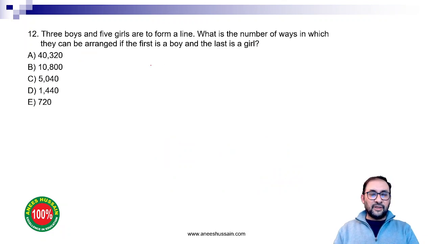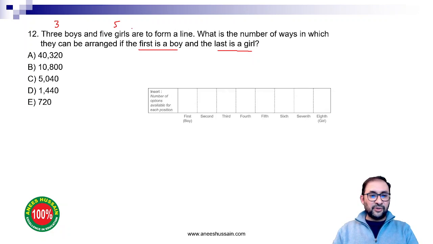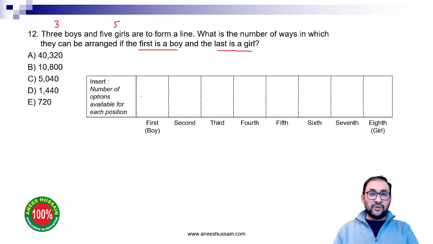Question number 12. 3 boys and 5 girls are to form a line. What is the number of ways in which they can be arranged if the first is a boy and the last person is a girl? There are a total of 8 people, 3 boys and 5 girls. So let's create 8 positions. And we're going to insert the number of options available for each position.